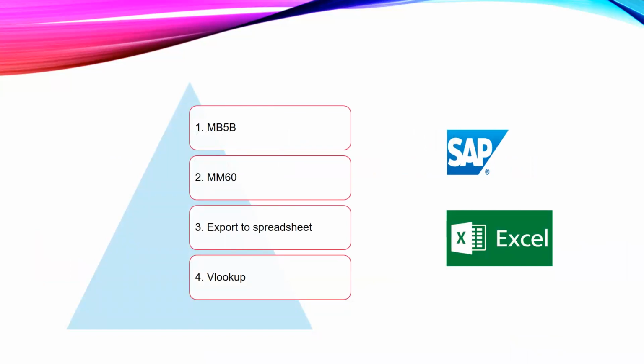We can also export the report into a spreadsheet, and in order to get the total value using MB5B, we have to use another transaction code, which is MM60, and an Excel formula, VLOOKUP.